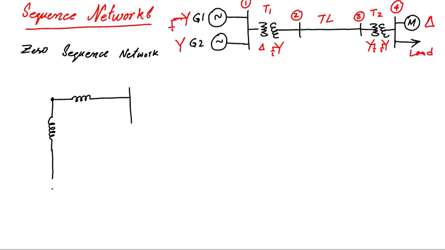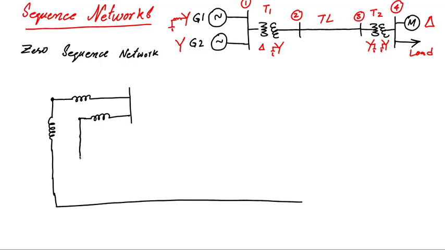And next is for generator 2, this is the generator 2 impedance up to the neutral point, that is the zero sequence impedance, and then the neutral is open over here, so we cannot make its connection with the reference. So let's make a reference over here. This is our reference, which means it is open from the reference end.